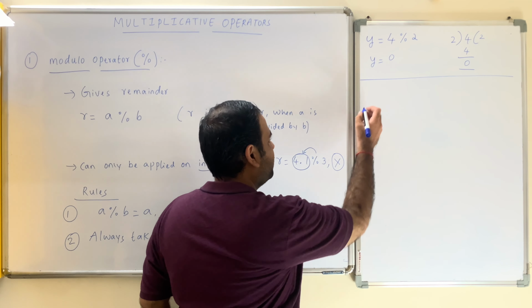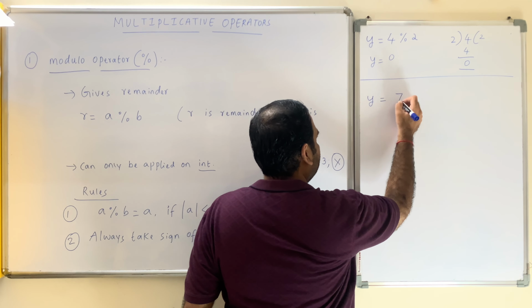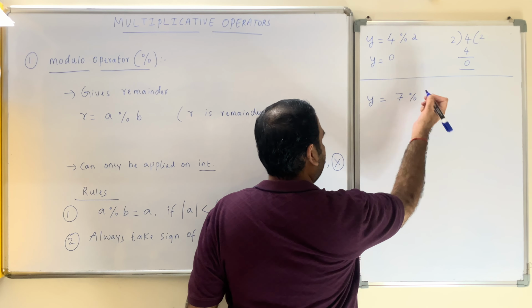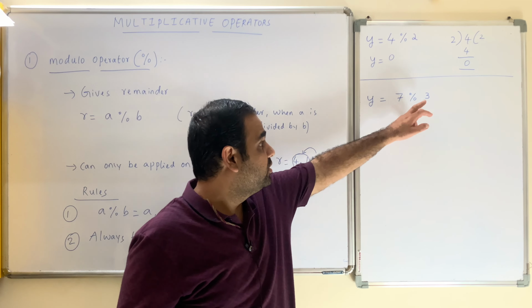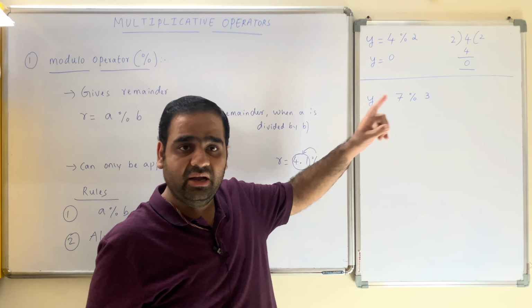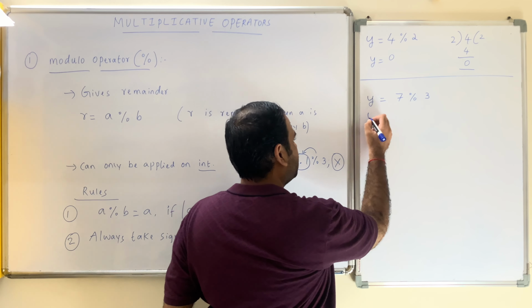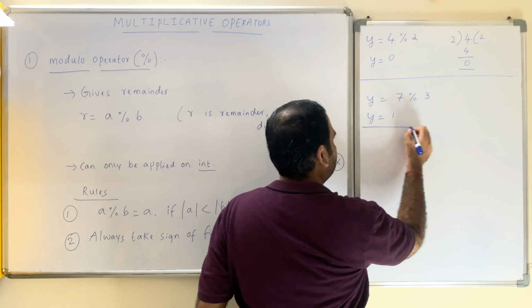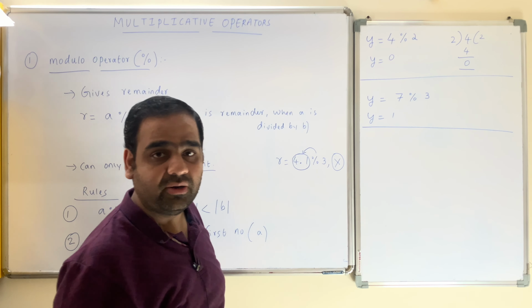Let's see some other example. We say y is equal to 7 modulo 3. What will be the remainder? 3 1s are 3, 3 2s are 6, and 1 will be the remainder. Therefore the value of y will be 1.